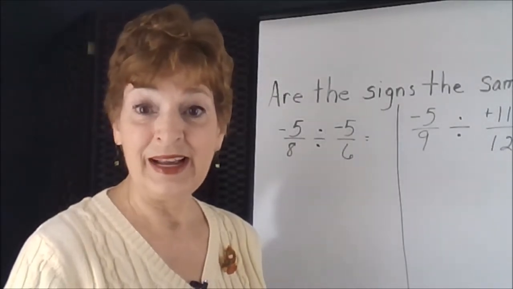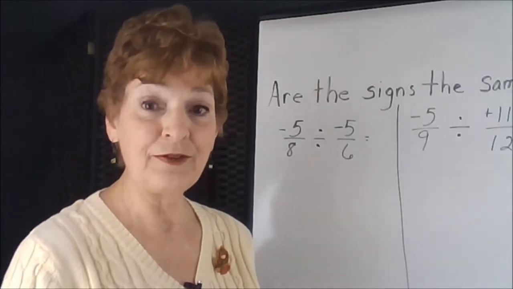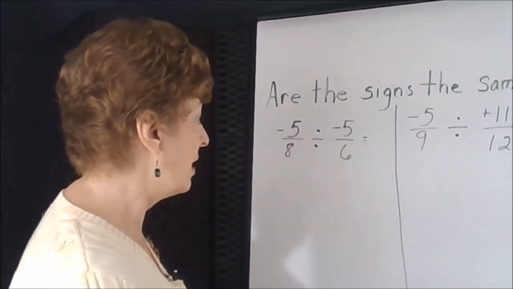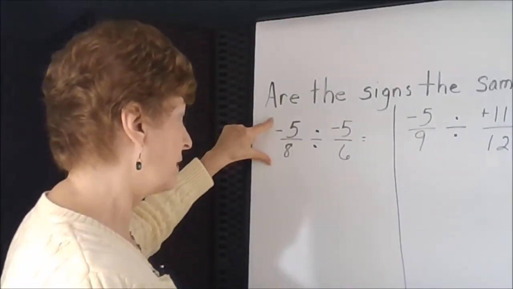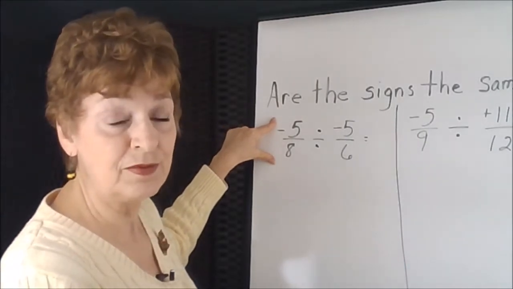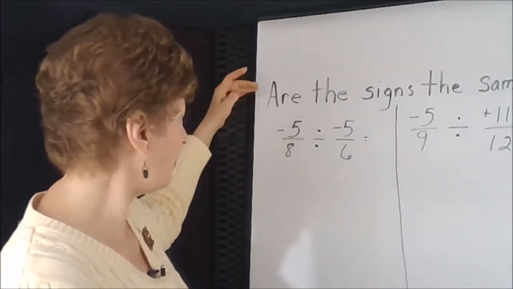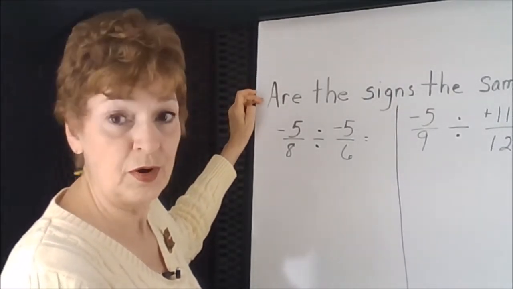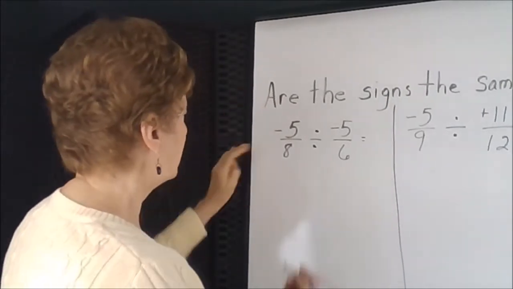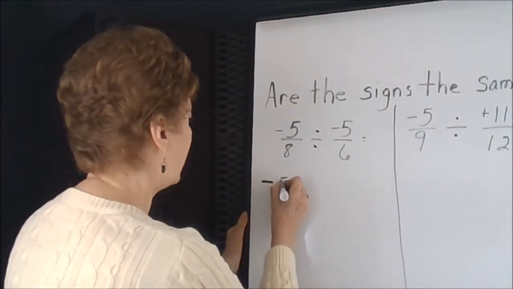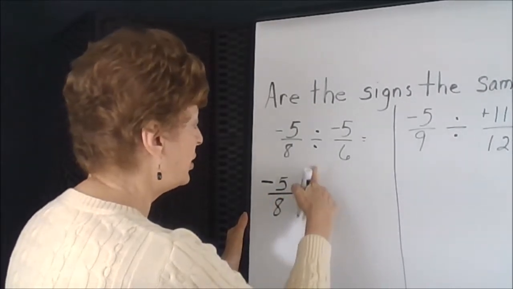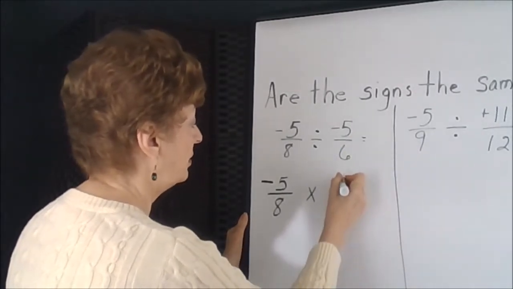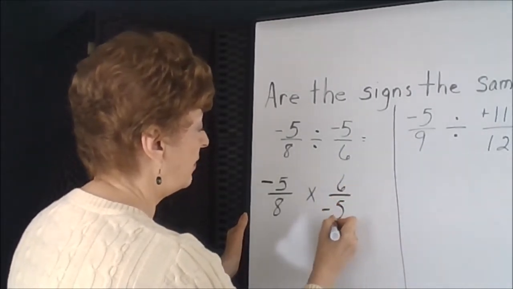Let's segue now into division of positive and negative fractions. We have just ordinary fractions. There are no mixed numbers in this, so we're going to just apply our rules for division of fractions. We're going to save our sign, our famous question here, for the answer. So we're going to keep the first fraction, change the operation to multiplication, and use the reciprocal. That's the turnaround of the second fraction.